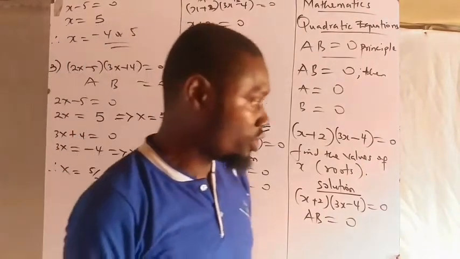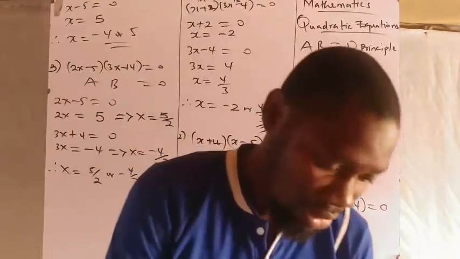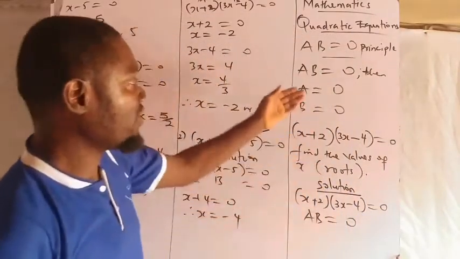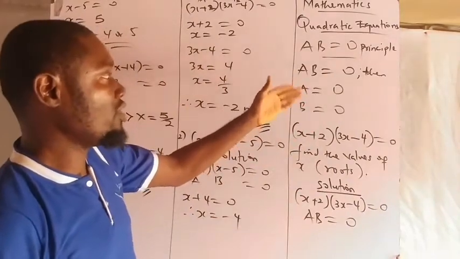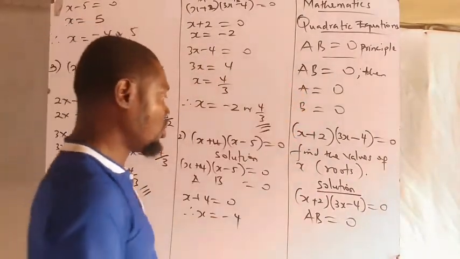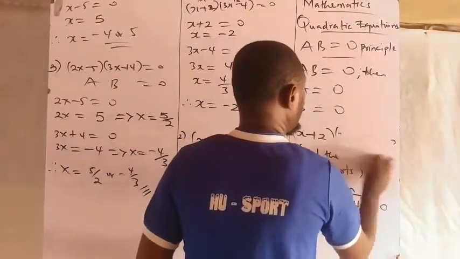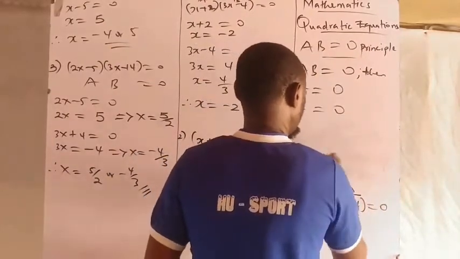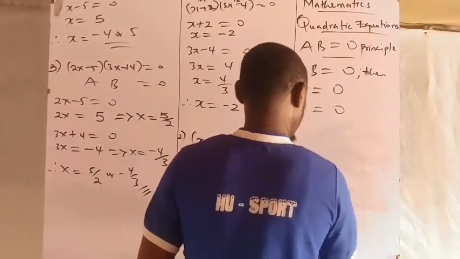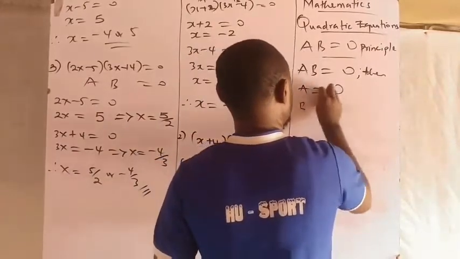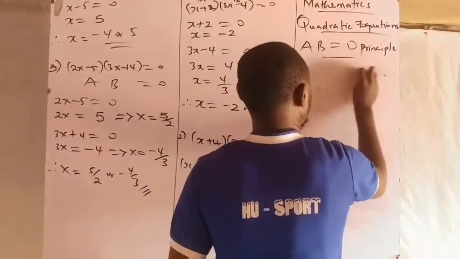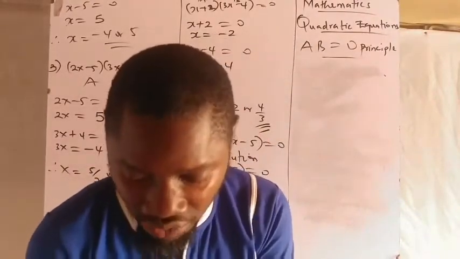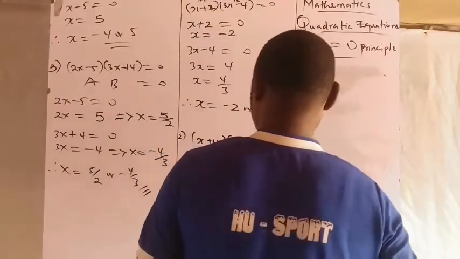So I'm going to give you something to do. The principle is simple, please. The AB is equal to 0 principle is simple. So you're going to do this yourself. Find the values of x, or the roots of x.